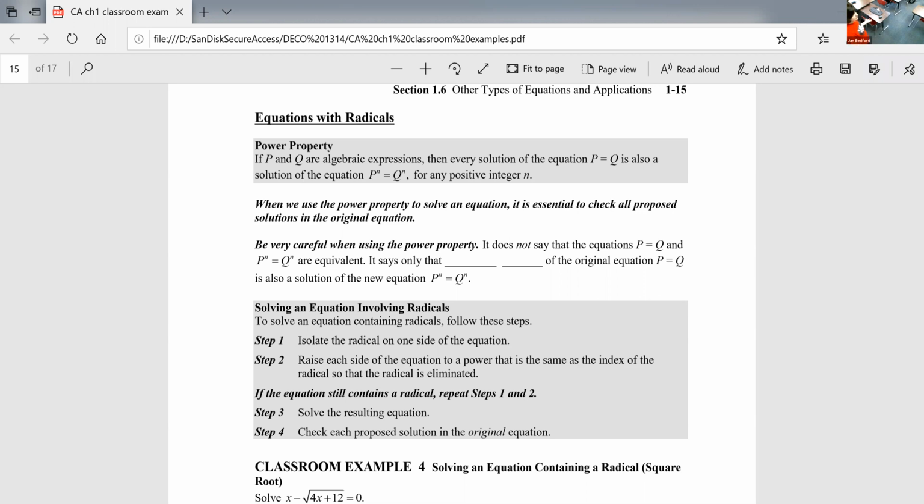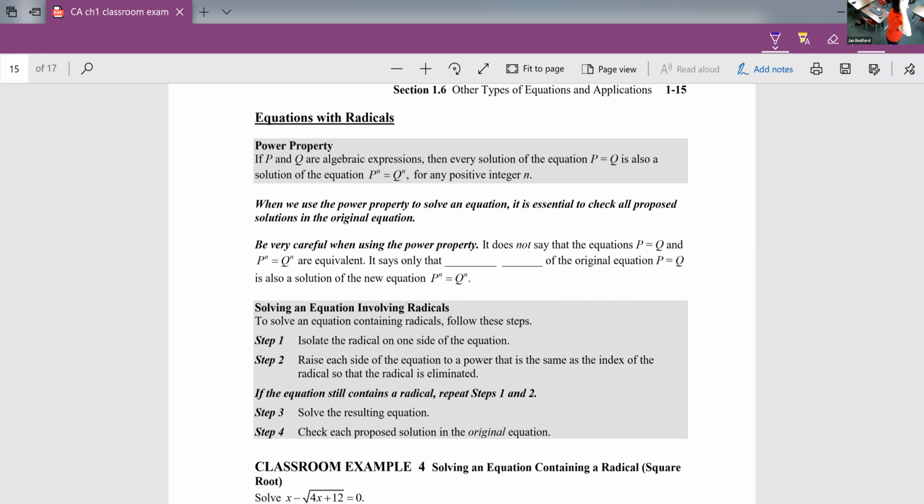I am going to have to go back and check. So what we have to remember is that this says only that every solution of the original equation is also a solution of the new equation, but the new equation may have extra solutions too, okay? So we can find our solutions by getting rid of the radical, but we still are going to have to go back in and check.